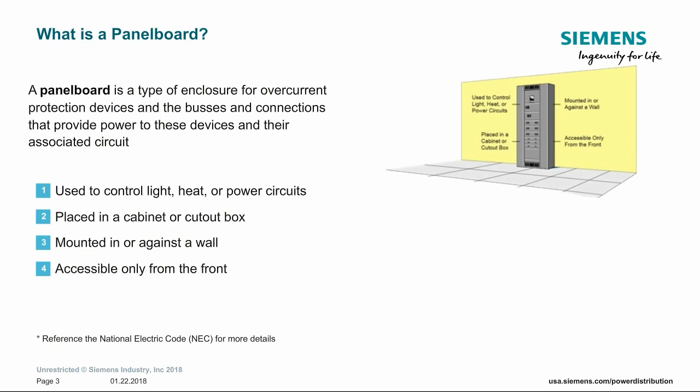Typically, they are used to control light, heat, or power circuits. They're placed in a cabinet or cutout box, mounted in or against a wall, and finally, panel boards are accessible only from the front. If you would like to see more information on what qualifies something to be a panel board, you can reference the National Electric Code or NEC for more details.